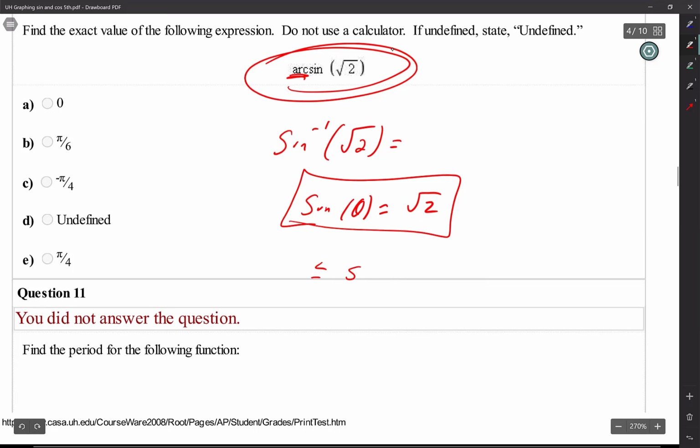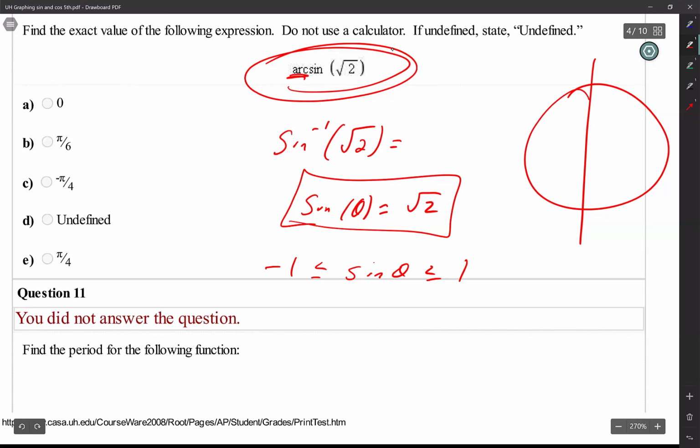That's impossible, guys. Sine, the biggest it can be, is 1, and the smallest it can be is negative 1. The ratio of your right triangle's opposite over hypotenuse is never going to be larger than 1, and it's never going to be smaller than negative 1. It must be between negative 1 and 1. That's it.